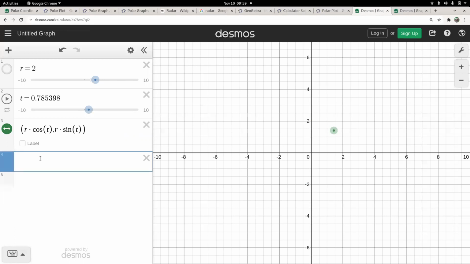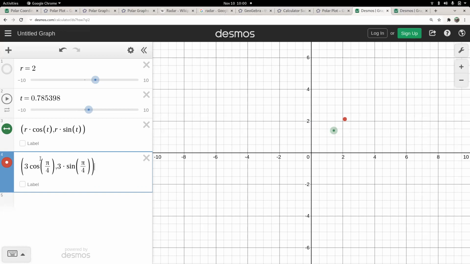So if I wanted to plot the point like I had before, 3, pi over 4, I would have to plot it by going x is r cosine theta, so 3 times the cosine of pi over 4, and then comma the y value, y equals r sine theta, so that would be 3 times the sine of pi over 4. And that's really the only way to graph polar points in Desmos.